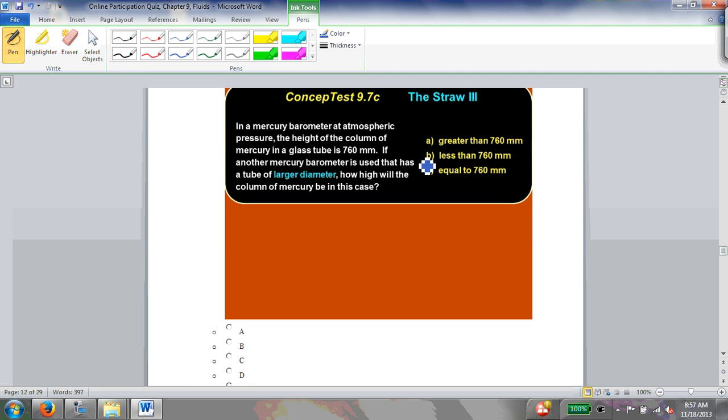Mercury barometer, you get 760 millimeters. What if you make a larger diameter barometer? It's going to be the same, C. Pressure for a barometer is equal to rho g h. Notice that it's not dependent upon the area at all. It's only dependent upon the height of the barometer and not the area or the diameter.